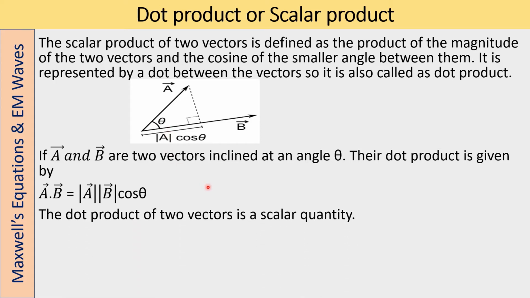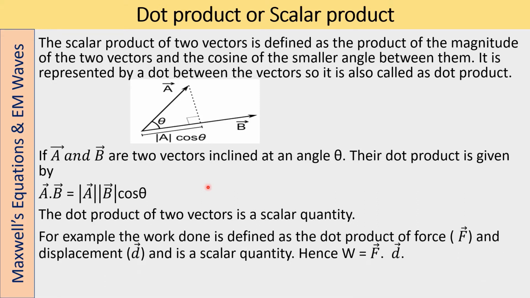So the dot product of two vectors is a scalar quantity. It does not have any direction. For example, the work done is defined by the dot product of force and displacement. You know that force and displacement are vectors, whereas the work done is a scalar quantity. That is, W is equal to F dot D.